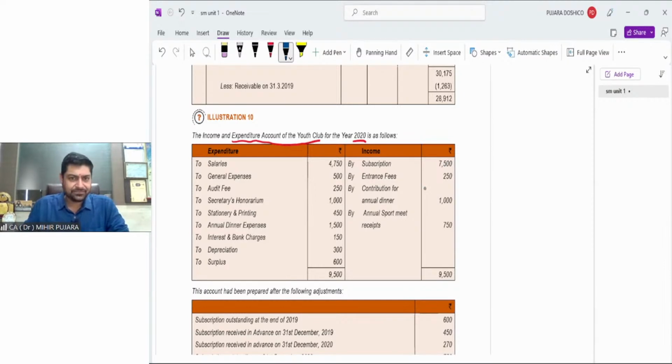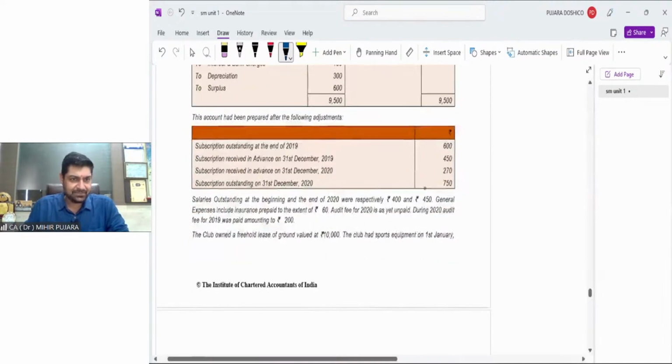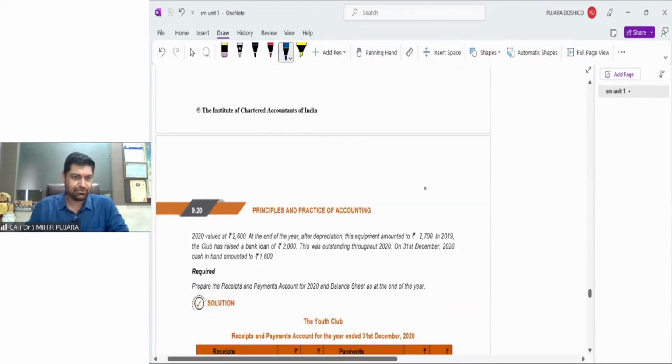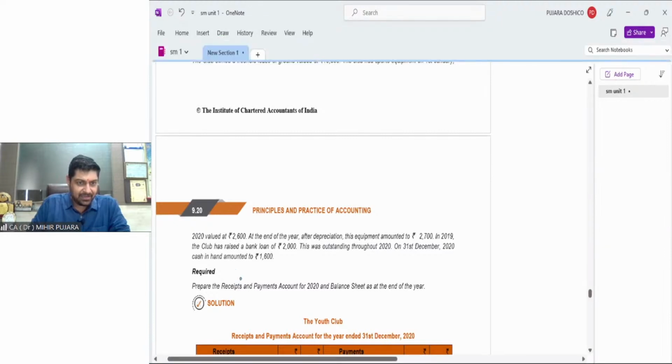Now these are the adjustments, these are also adjustments. And now what is asked: prepare RNP, prepare RNP and balance sheet.